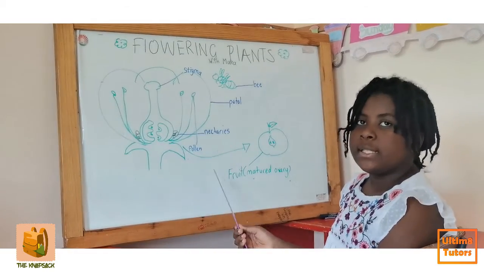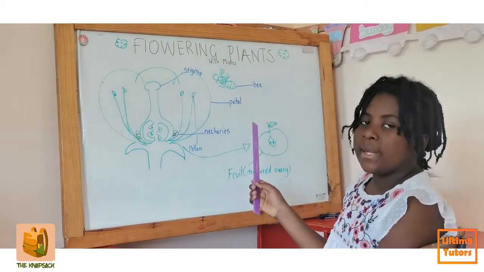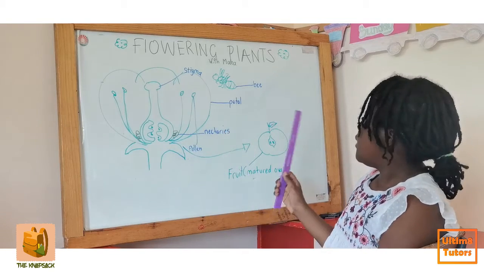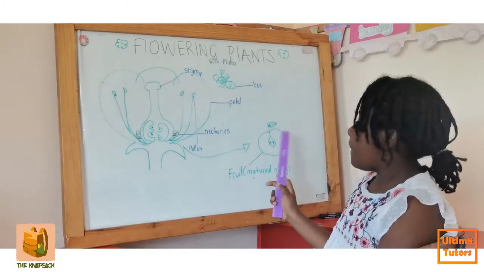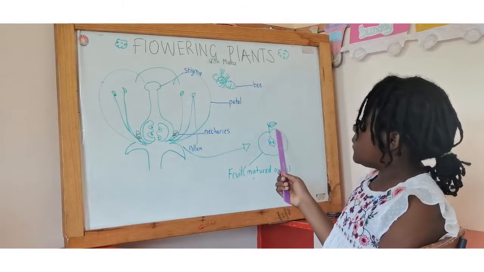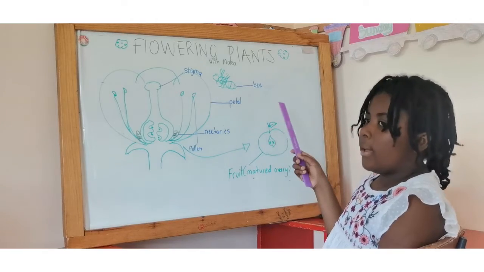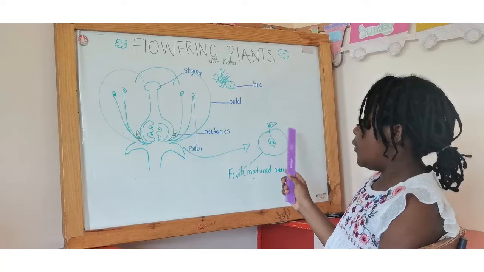Seeds can be dispersed in many ways: by wind, water, animals, and people. This fruit and these seeds can be dispersed by humans. When they eat the fruit, the seeds can be spread out somewhere else and then grow into a flower.